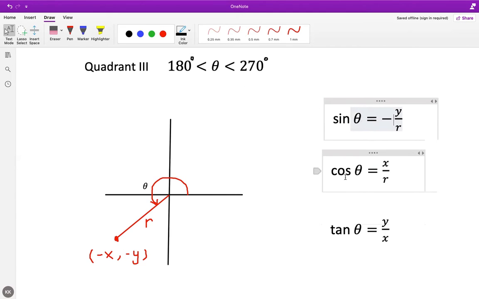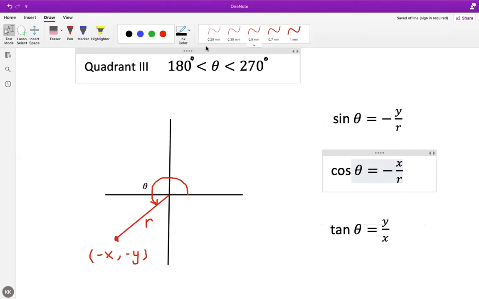So what about cosine theta? Originally we have x over r. The x in quadrant 3 is negative, so we need to put the negative here as well. So cosine theta, when the angle is in this range, is negative as well.